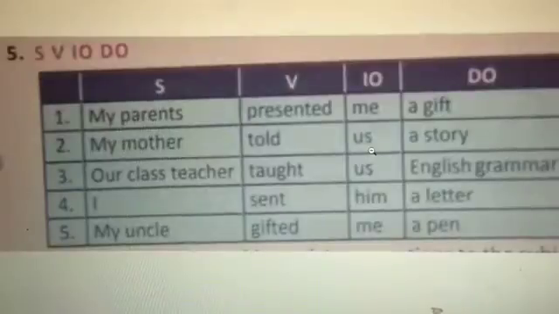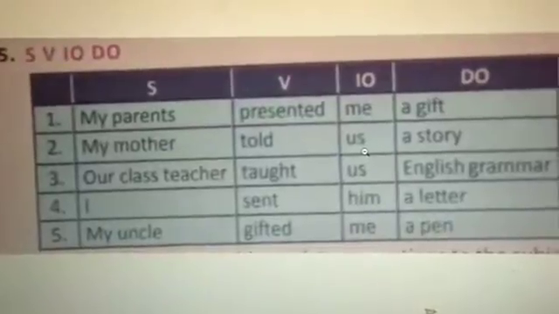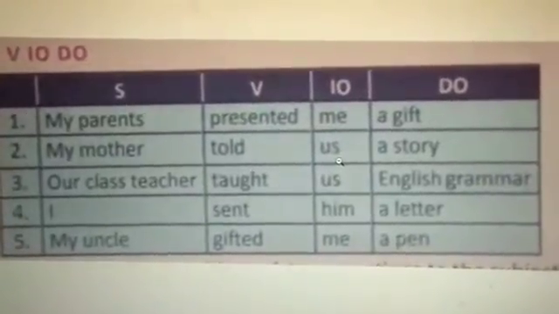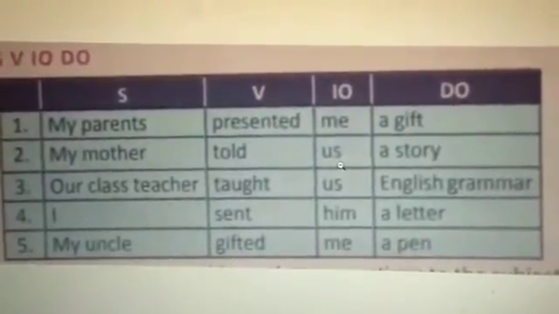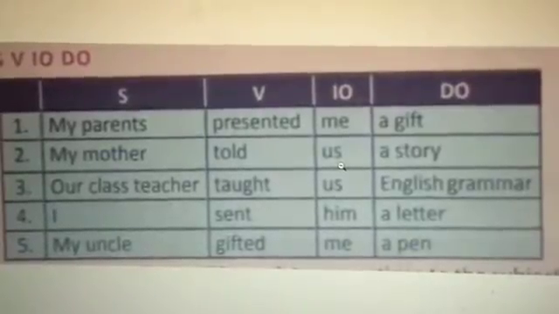Let's move on to the fifth basic pattern, that is SV IO-DO. IO means indirect object, DO means direct object. First sentence you see, my parents presented me a gift. So my parents subject, presented verb, IO is me, that is indirect object me. A gift is direct object. What did my parents present? A gift. Second one, my mother told us a story.